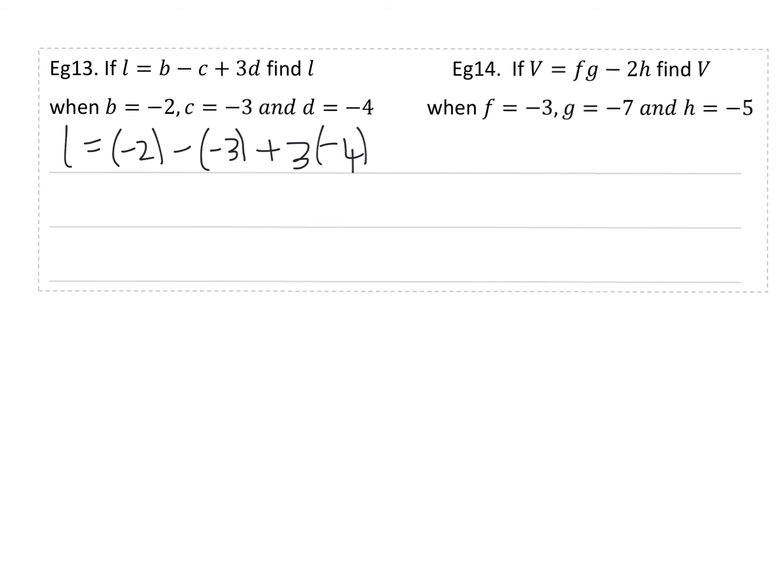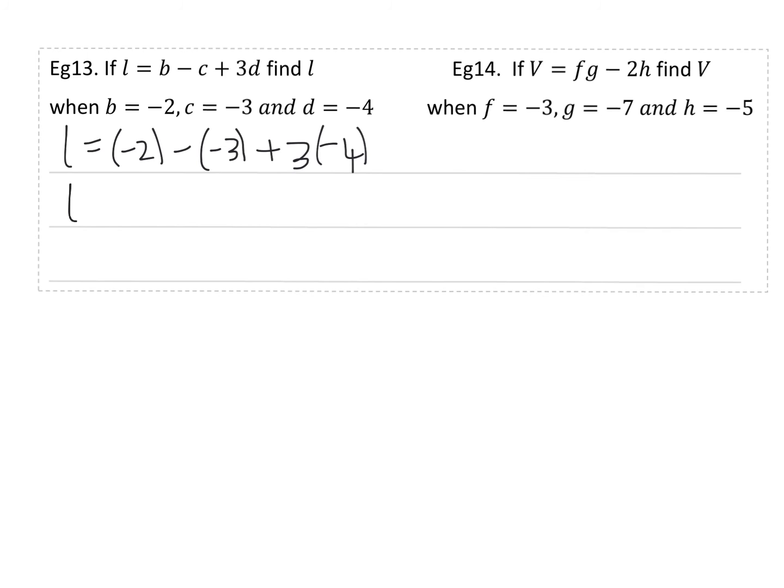I'd recommend not doing any calculations at all. You'll get the method mark usually for putting in the correct values into the correct equation. So don't try and work anything out or be clever. Just literally change the B to be minus 2, the C to be minus 3, and the D to be minus 4.